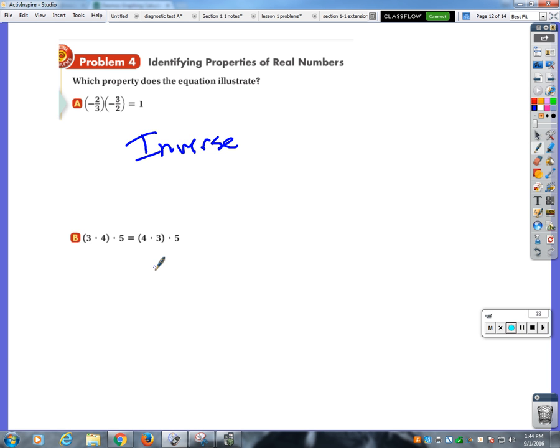All right, how about this guy here? 3 times 4 times 5, or I could go 4 times 3 times 5. It's not the associative property, which you would think because of the parentheses, so you're sort of trained to do that. But what I did here is I changed the order of the multiplication. And when I changed the order, that's which one? Commutative property. I'm not sure that I can actually spell it correctly. Commutative property. You remember this, right, from 8th grade?